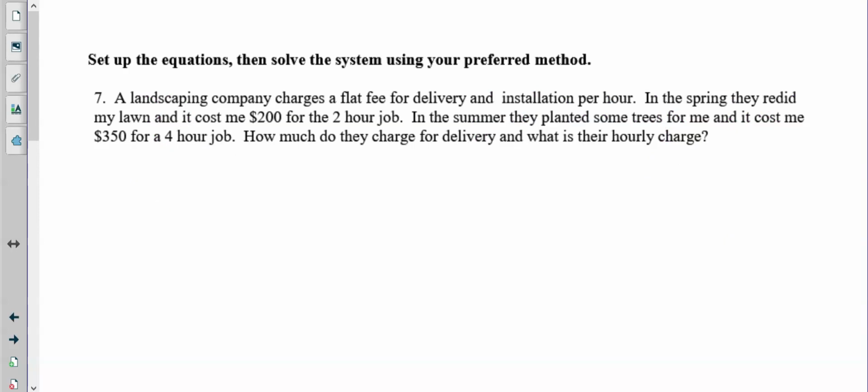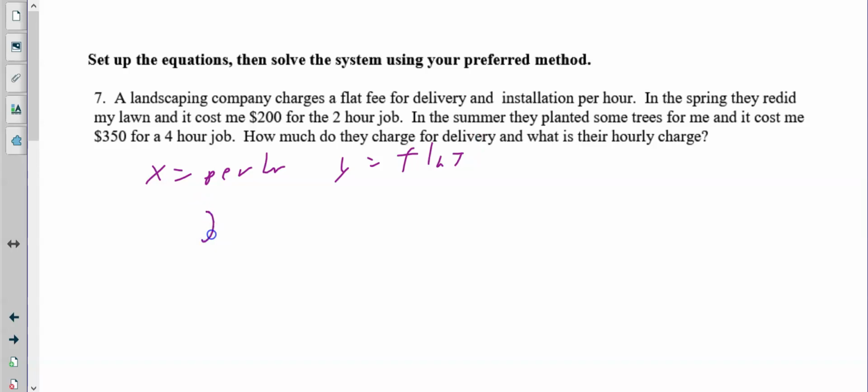Okay, so this is a flat rate and a variable rate. So it doesn't matter what you say. You can make it either way, whatever you want. It says in the spring they redid my lawn. It cost me $200 for a 2-hour job. So I'm going to say X is per hour and Y is flat rate. Doesn't matter which letter you make it as long as you label it.